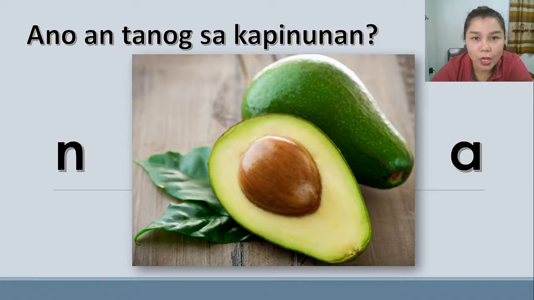Avocado. Nagpupuan siya sa N o A. Okay, if you can recall, avocado, ang beginning sound niya ay A.